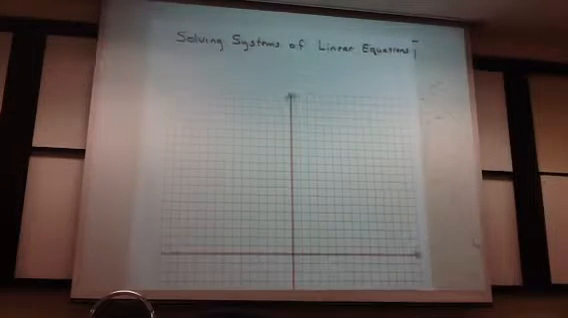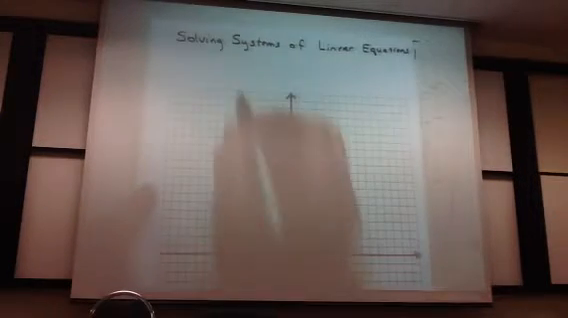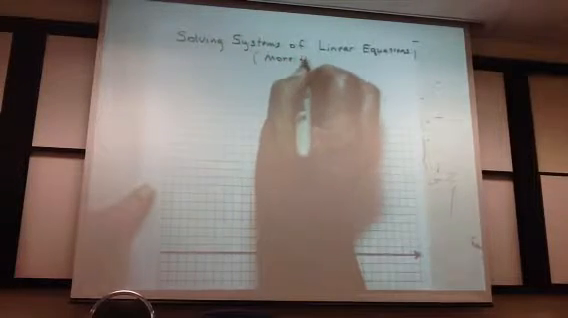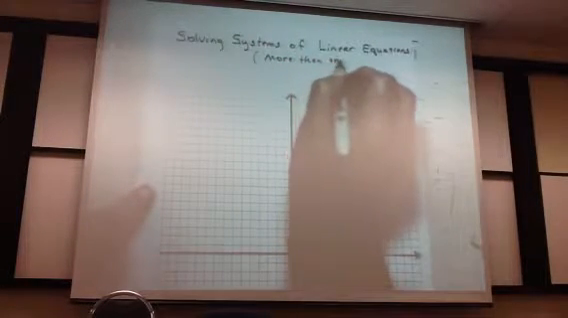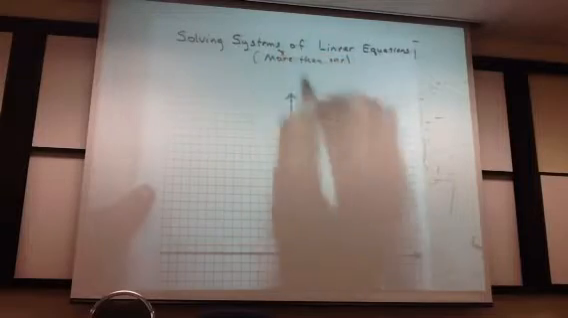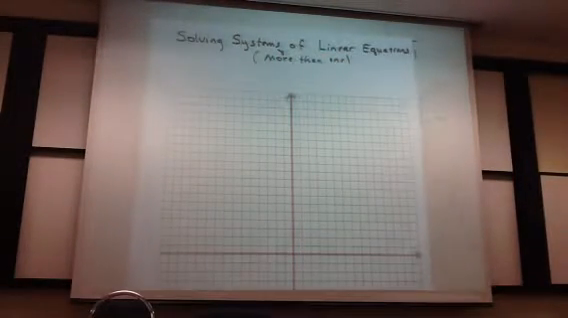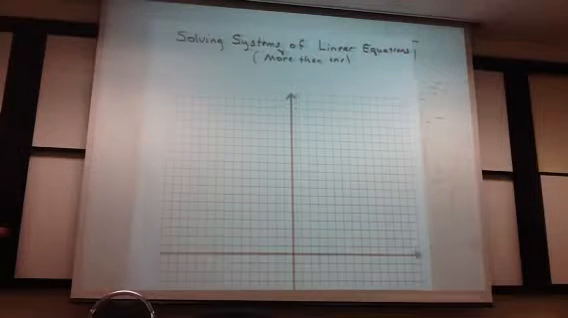Solving systems of linear equations. That sounds kind of daunting, doesn't it? Kind of overwhelming. But actually, all it means is I've got more than one linear equation. That's what a system is. It's more than one. So if you have more than one linear equation considered together, you have a system. That's all we mean by a system.